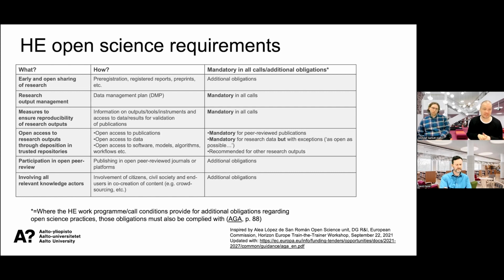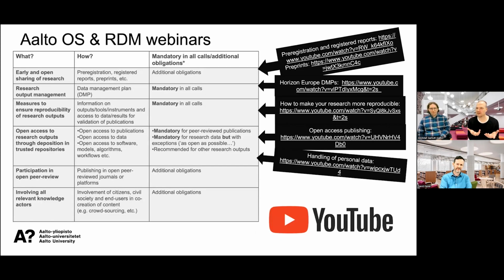Then there's participation in open peer review, which is an additional application, and involving all relevant knowledge actors as additional applications. So you see, I have very little time to go through the open science requirements. Each of these would be a topic for a 45-minute webinar. But I'm happy to say that we are almost there, and there is pretty much a webinar about all these on our YouTube channel.